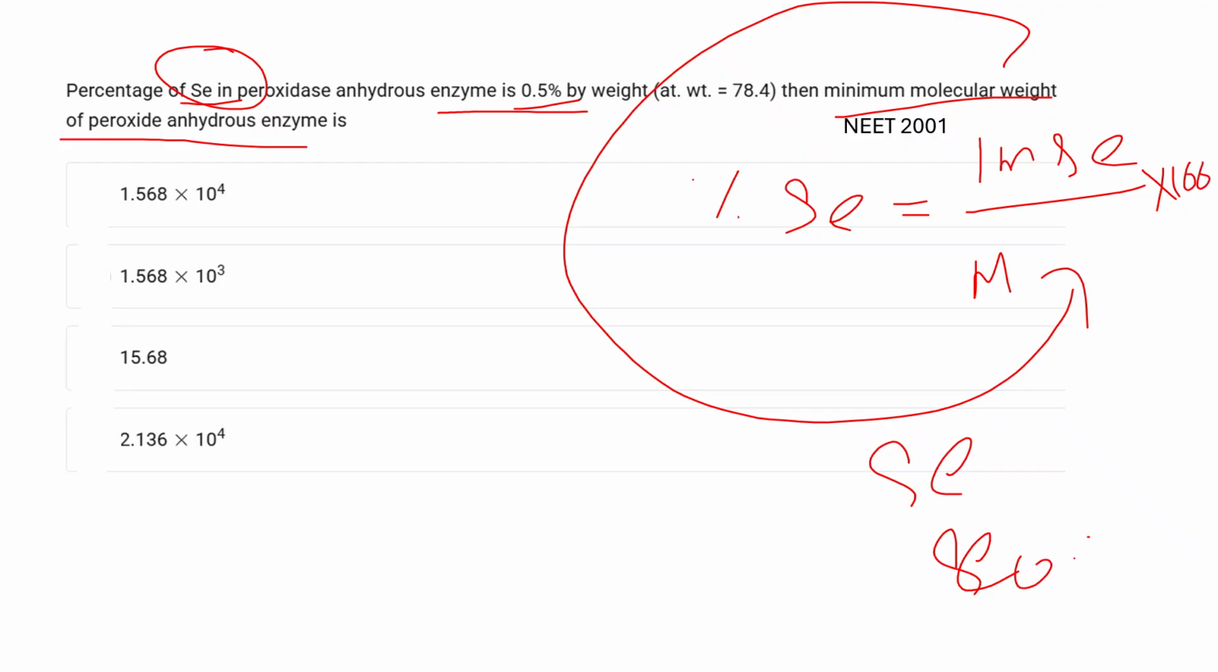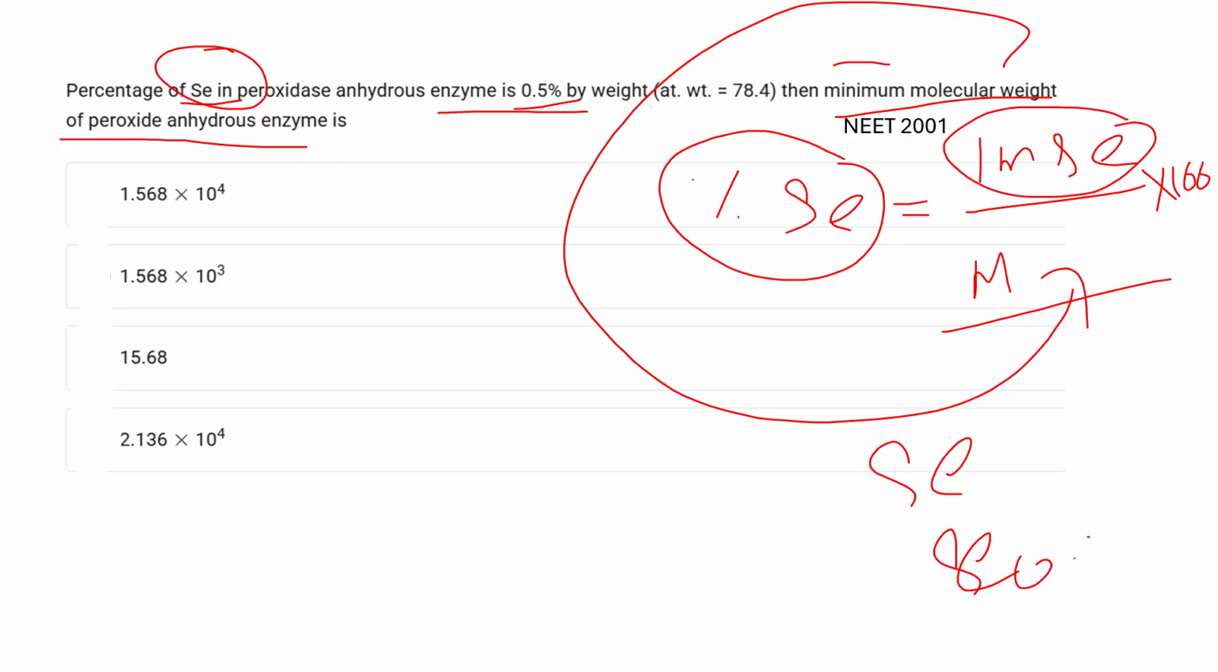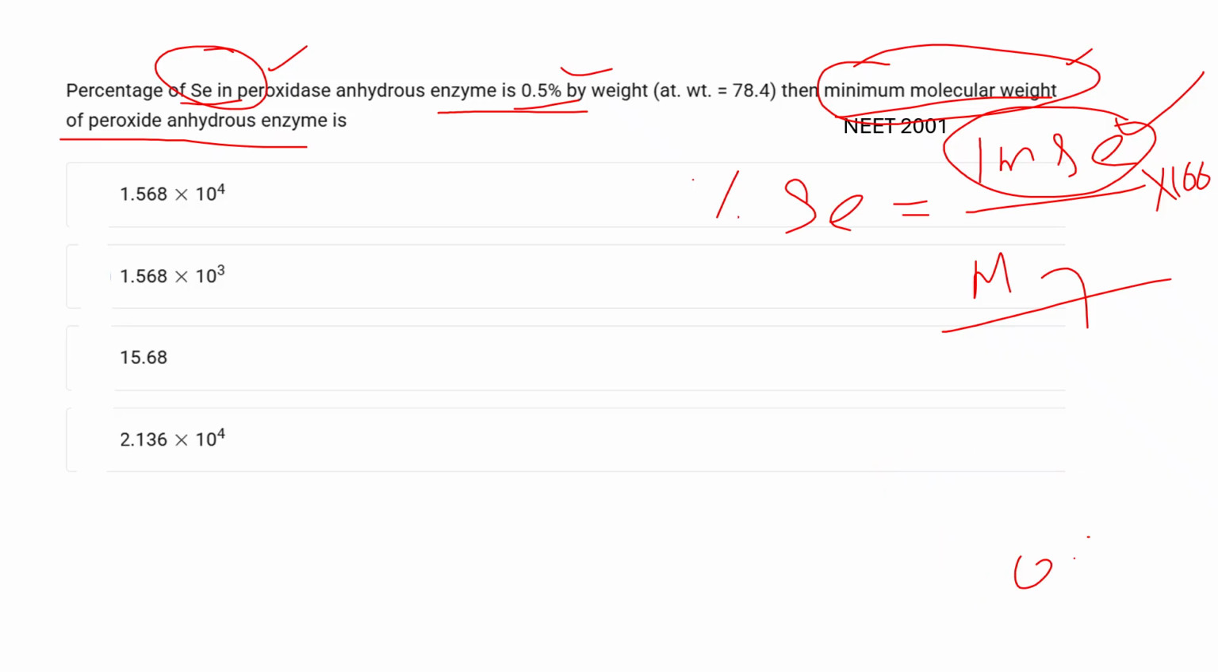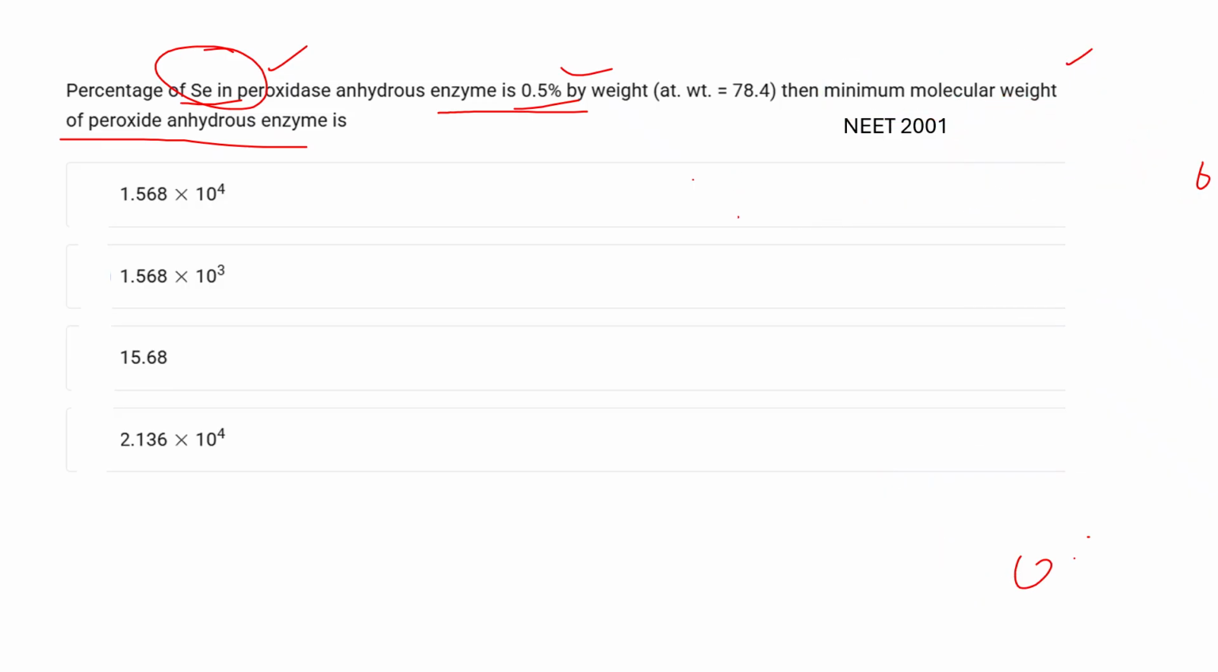Why am I writing this formula? Because percentage of selenium is nothing but at least only one atom of selenium should be present in the minimum molecular weight of the peroxidase anhydrous enzyme, because selenium is in the percentage of 0.5. So I am writing this equation. From this we can easily find the minimum molecular weight. What I wrote is nothing but, I'm writing in a clear manner so that we can understand.